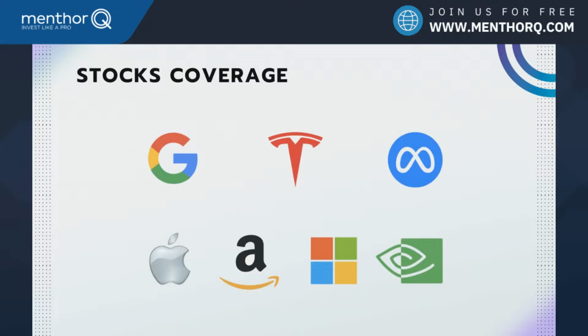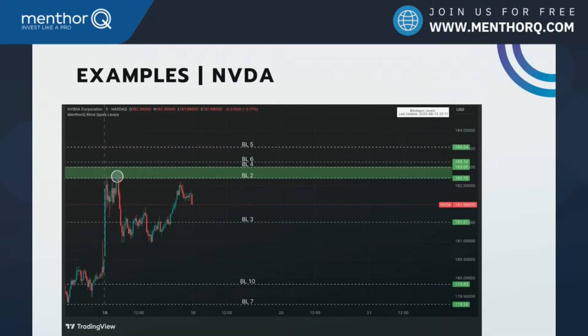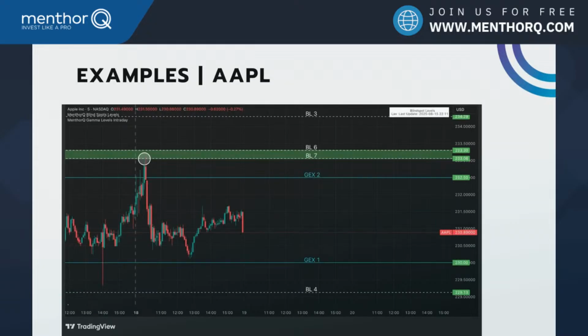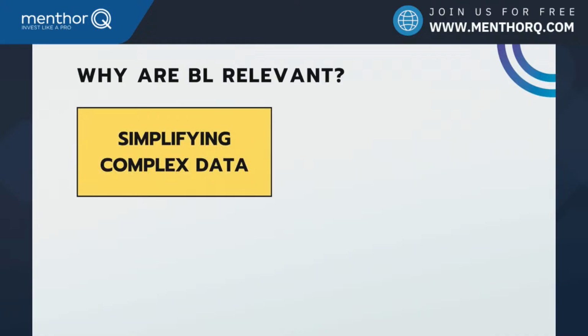So again, we currently cover the Mag 7, all the big Mag 7 companies, and we're going to show you some examples. This is, for example, what you see on NVIDIA. This is an example from last week. We have Apple here, so you can see how you can combine, for example, JAX levels together with blind spots. And then we're going to go into some charts as well. So stay tuned. But to conclude, more like the presentation of what blind spots are.